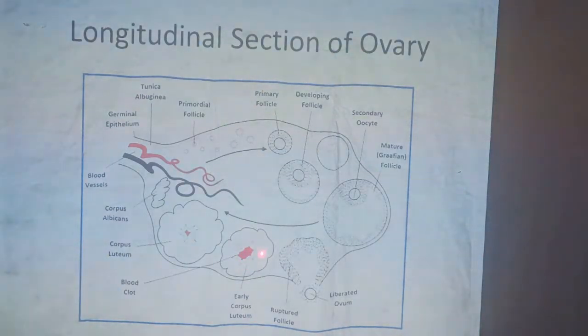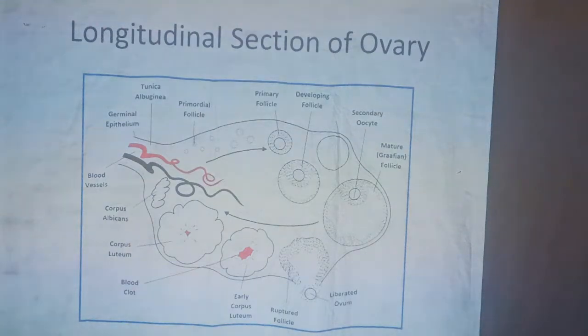Now this corpus luteum is formed. It is a yellow colored corpus luteum, and it is responsible to release progesterone, and the luteinizing phase will be started. It means this progesterone is responsible to maintain the thickening of the endometrial lining.